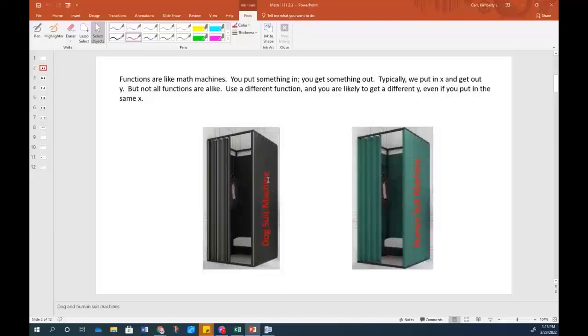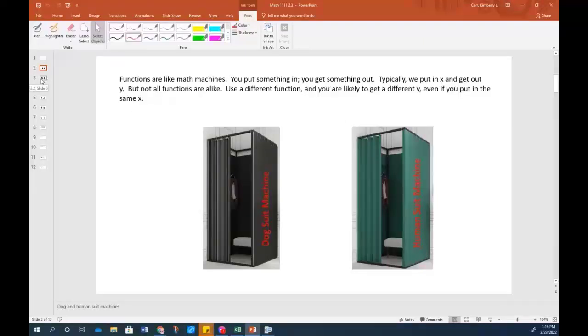So each function is kind of like a machine. And when you put something in, you get something out, but they're not all alike. If you use a different function, even if you put the same thing into it, you're going to get something different out. I realize this may be kind of hard for you to see, but I'm just trying to use a little bit of humor to illustrate it. If we've got a changing dressing room here, but one of them is a dog suit machine, you're going to get a very different result than if you use a dressing room that has a human suit machine.